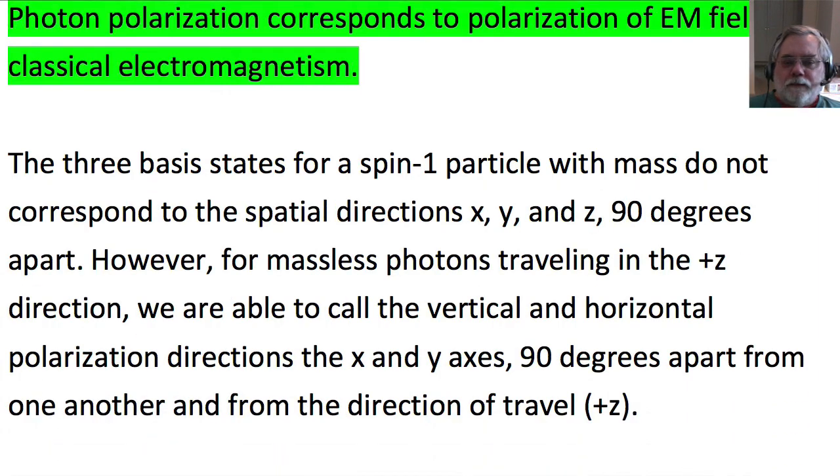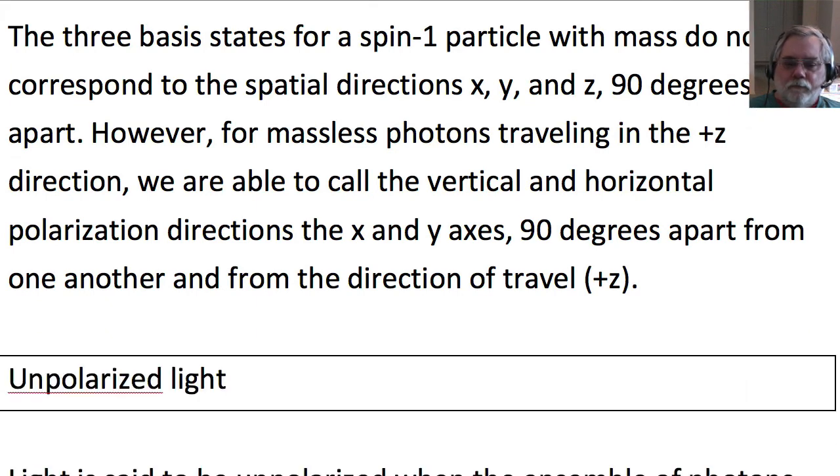The three basis states for a spin 1 particle with mass do not correspond to the spatial directions x, y, and z, which are 90 degrees apart. However, for massless photons traveling in the plus z direction, we are able to call the vertical and horizontal polarization directions, the x and y axes, 90 degrees apart from one another and from the direction of travel plus z.